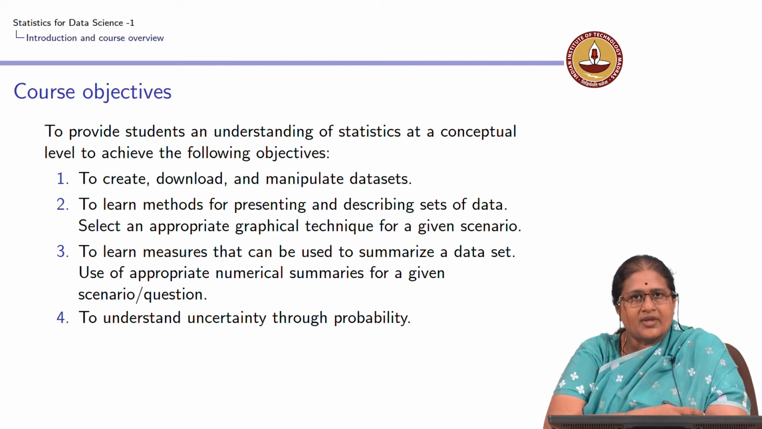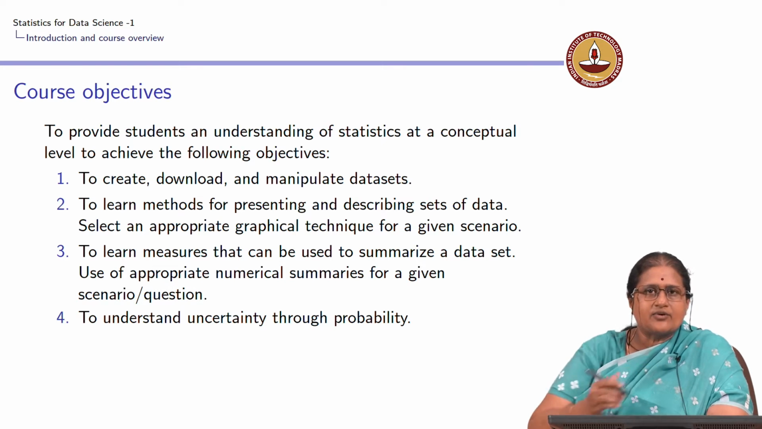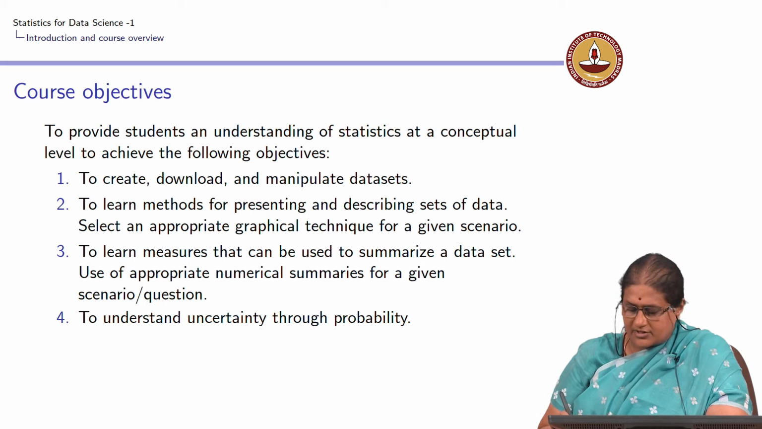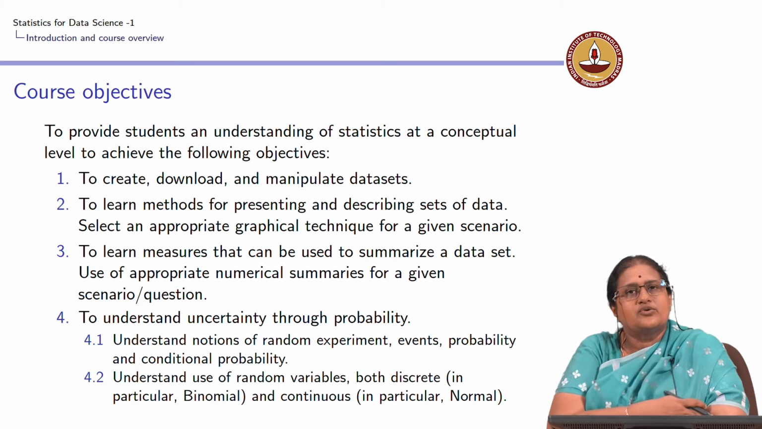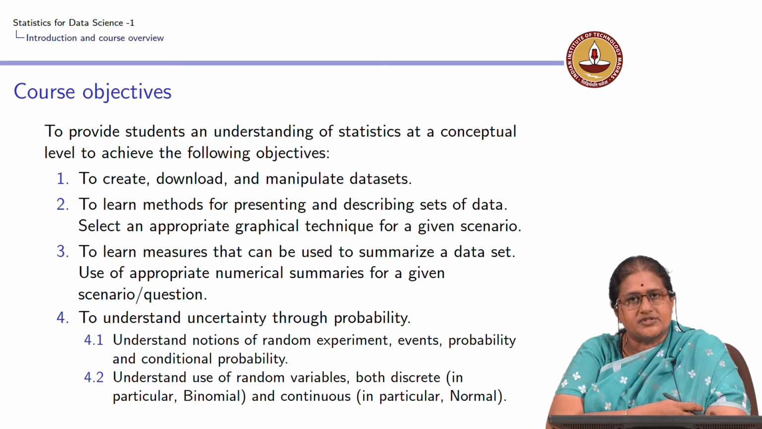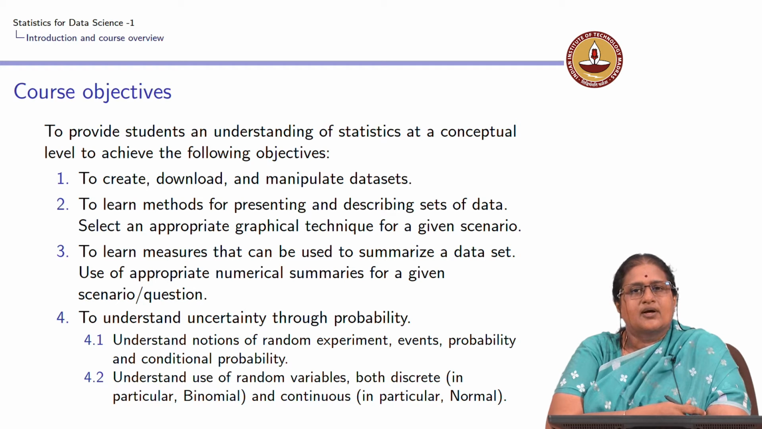All through the course, the focus is also going to be on how students formulate questions given data. We understand uncertainty through probability, and as part of understanding uncertainty, we are going to understand the notions of a random experiment and the use of random variables. So, at the end of this course, a student should be familiar with summarizing any kind of data, and then have a good conceptual understanding of the basics of probability.